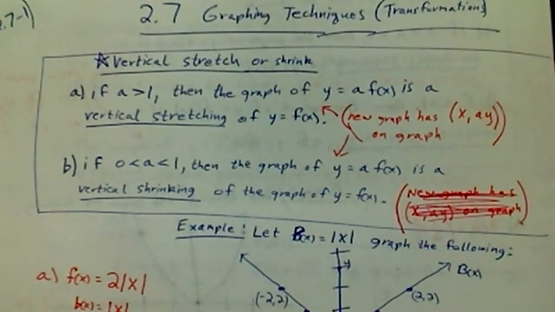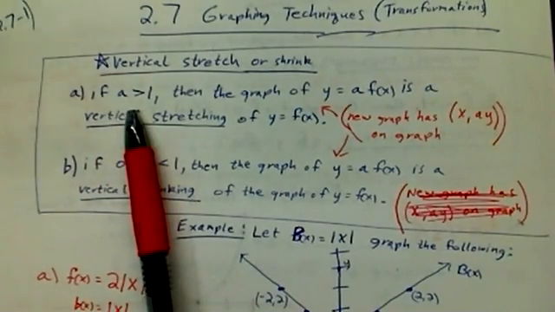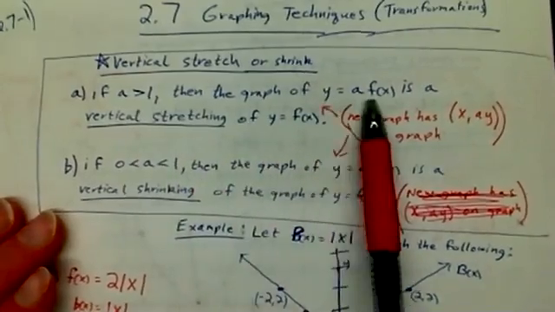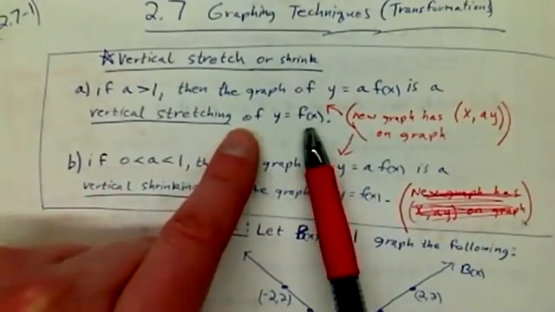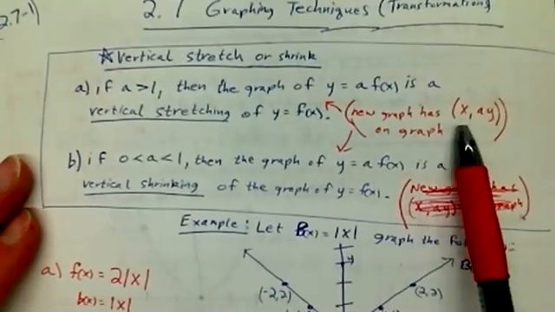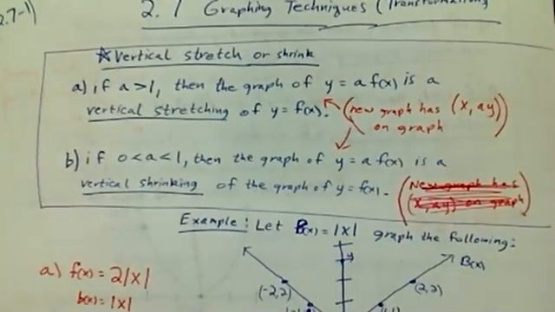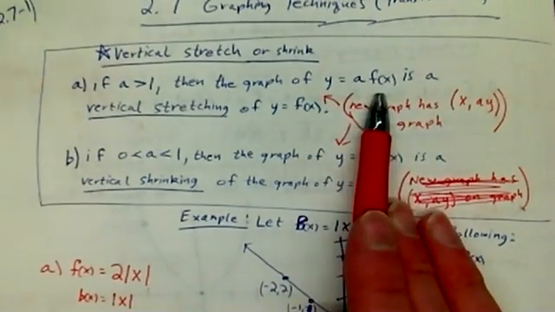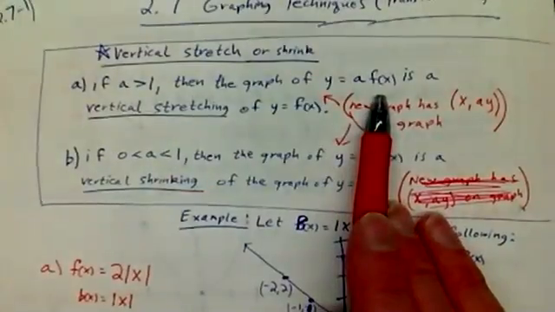A vertical stretch or shrink: if a is greater than 1, so we have some real number a, then the graph of y equals a times f of x is a vertical stretching of y equals f of x. Another way to think about it is the new graph is going to have the point (x, a times y) on it. This makes sense because y and f of x are the same thing, and I'm multiplying that y value, so that's going to stretch it.